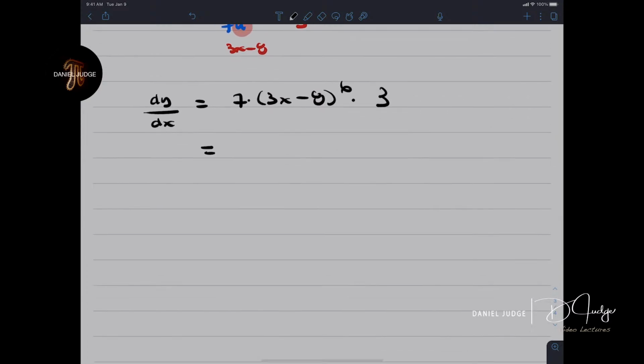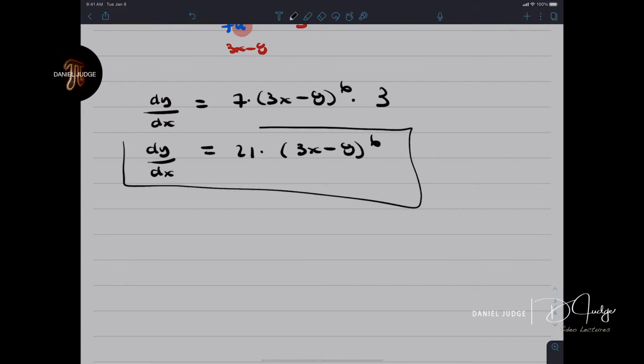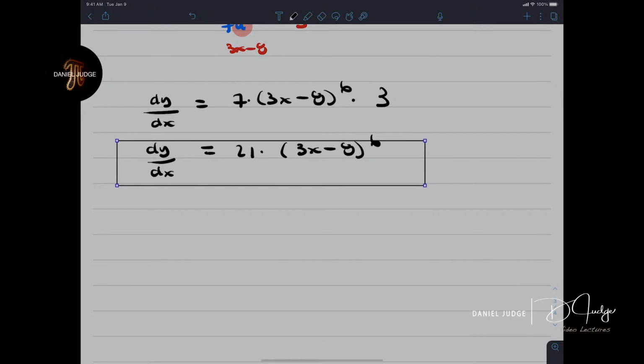Now I'm going to switch the order in which I multiply, and 3 times 7 becomes 21. You get 21, 3x minus 8 to the 6th power. Here's my dy dx. So here's chain rule, ladies and gentlemen. There it is.